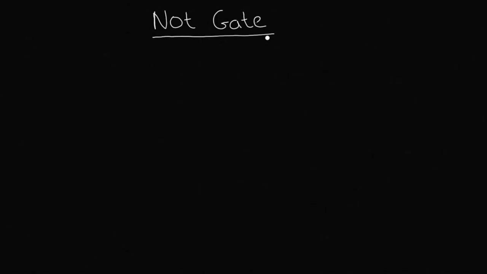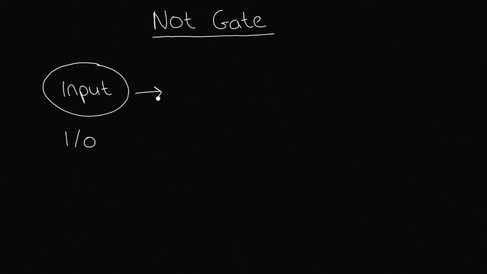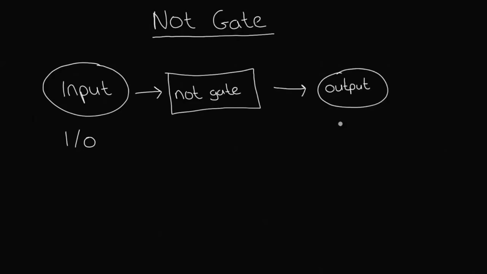So if we keep in mind from our previous video, we have an input. Our input will be 1 or 0, a binary number. Then after we've got our input, we'll have a process, and our process will just be a function that will manipulate our input in some way. And once our NOT gate has finished its function, it'll give us an output. Our output will be either a 1 or a 0, depending on what our input is.